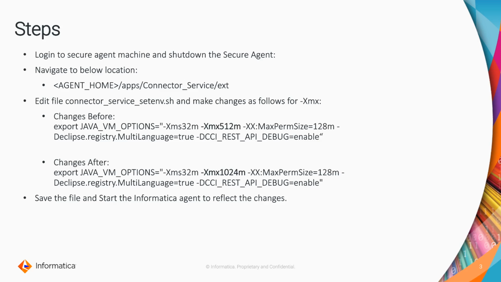As a first step, you need to shut down the secure agent machine and navigate to this path, that is agent home/app/connector service/ext. In this path you will see the file with the name connector service set env.sh. Edit this set env.sh file and update the Xmx with the value which you want to increase. Once the value is increased, save the file and start the Informatica agent to reflect the changes.